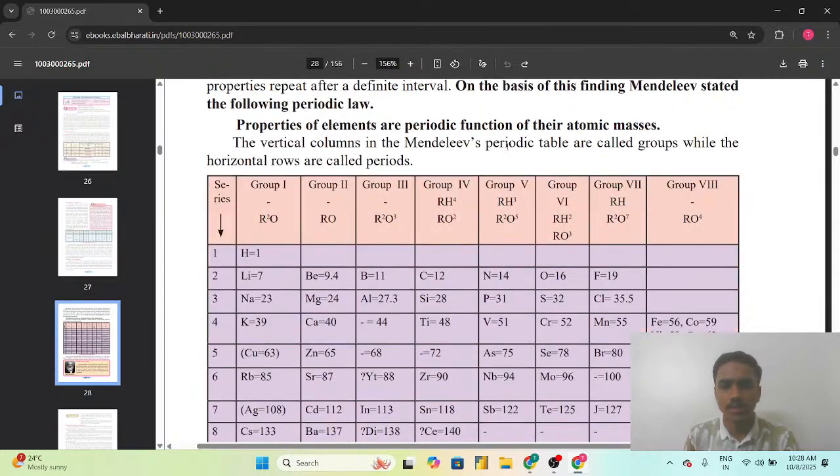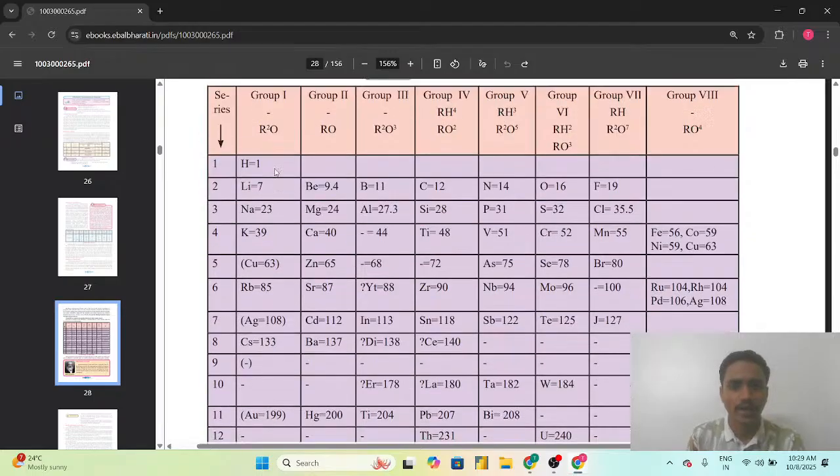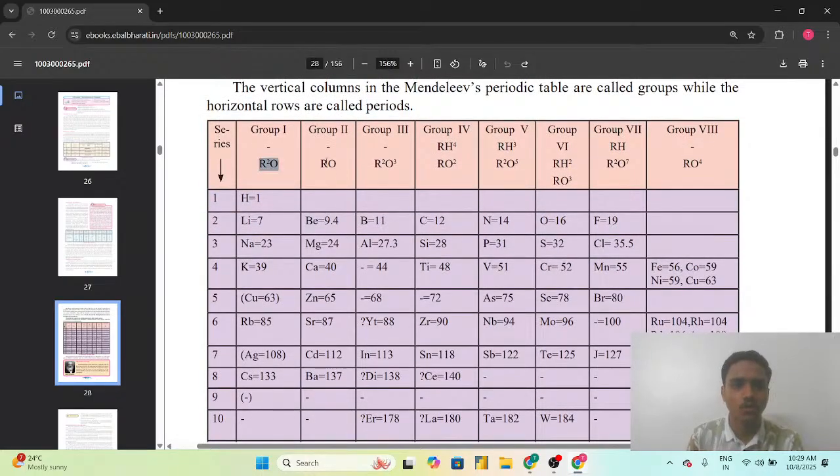The vertical columns in Mendeleev's periodic table are called groups. जो vertical column थे उनको उन्होंने नाम दिया group, and the horizontal rows are called periods. और जो horizontal rows थे उनको उन्होंने periods नाम दिया। So as we can see here, R2O, these are all the hydrides and the oxides formula, and the physical properties and the chemical properties which Mendeleev considered for the classification of all the elements.